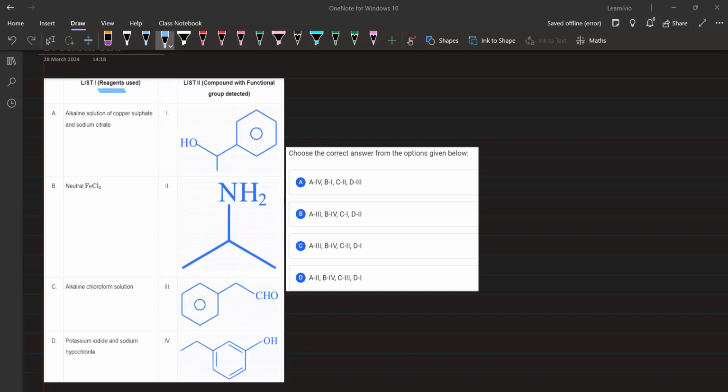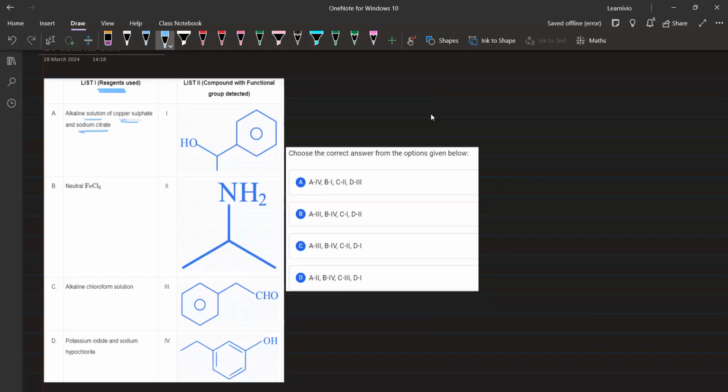Okay, Ian has answered. You guys have 20 more seconds. Okay. Please look here guys. Alkaline solution of copper sulfate and sodium citrate. Another answer has come. Okay, maybe. Fine. Maybe you don't know this, but let us start like this.